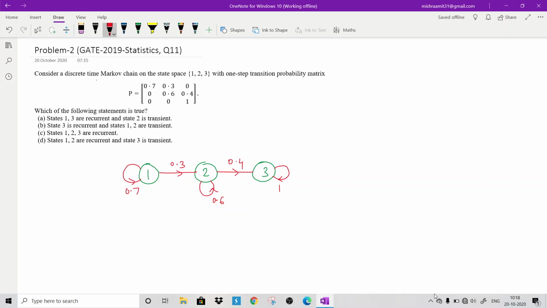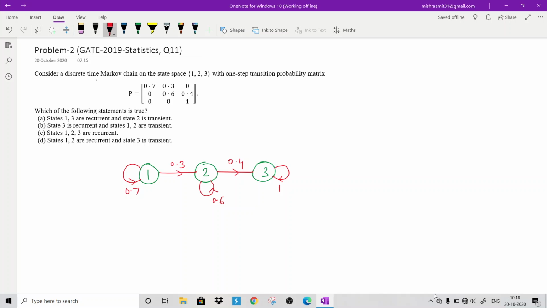So that means it is not an irreducible chain, it is a reducible chain. You can see there are separate classes 1, 2 and 3. So 1 is a separate class, 2 is a separate class, 3 is a separate class. So that means 1, 2 and 3 may have different natures. They may be recurrent or they may be transient. So we have to find whether they are recurrent or transient.